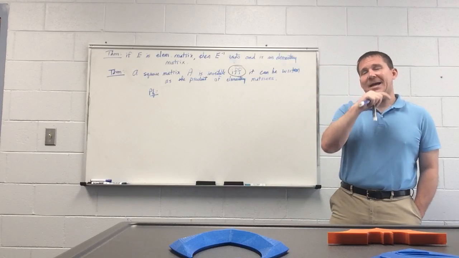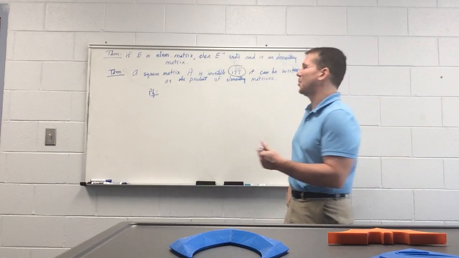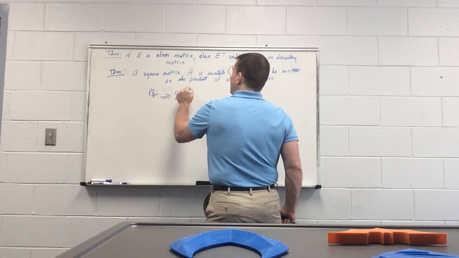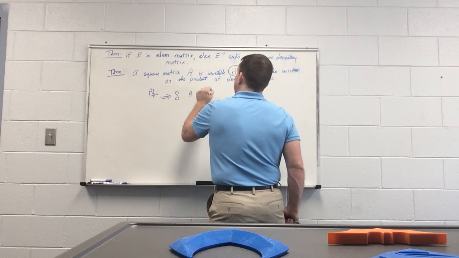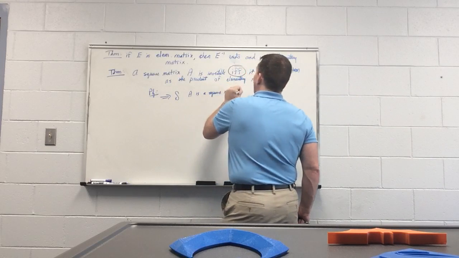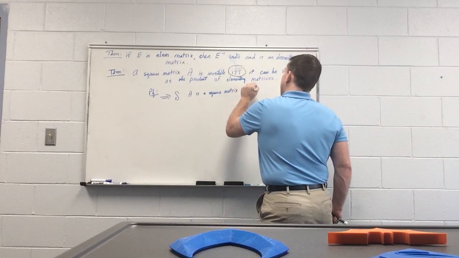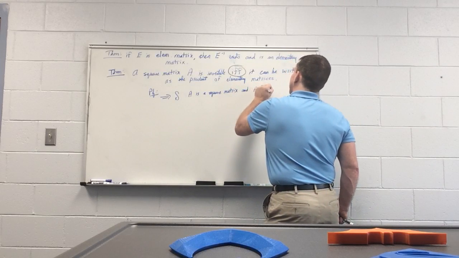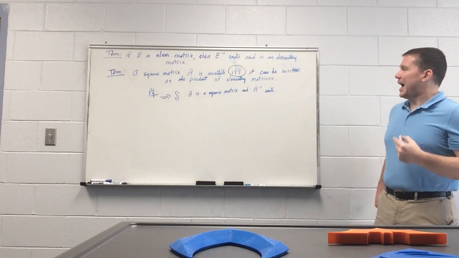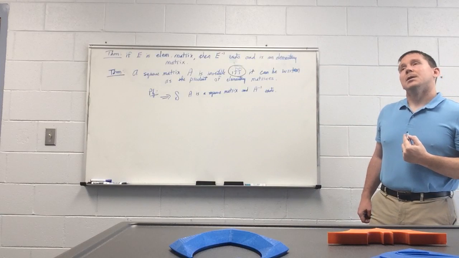So really quickly, as kind of a more or less rough sketch of the proof that will work, suppose I want to go this way. So suppose that A is a square matrix and A inverse exists. Ergo, it's invertible. I need to show it can be written as the product of elementary matrices.